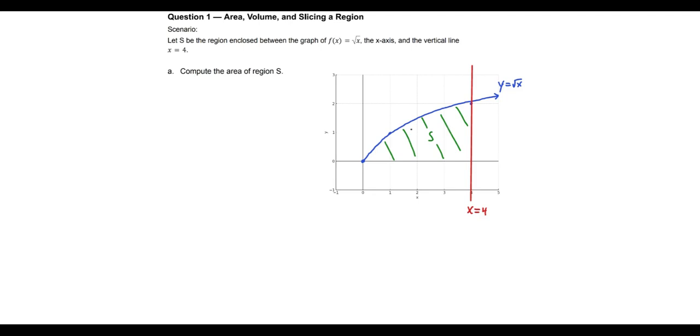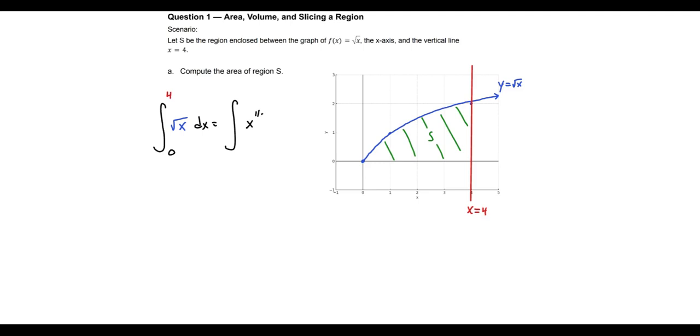So how do you find the area of a region S? Well, to find the area under a curve, you're going to integrate. So we're going to integrate the square root of x, our function, of course, with respect to x. Then our limits of integration are going to go from 0 to 4. So let's go ahead and compute this.